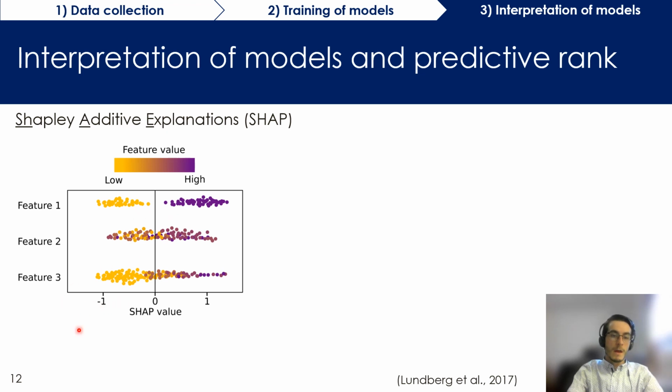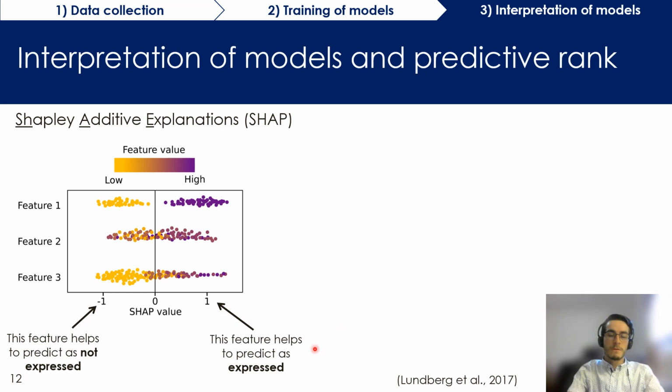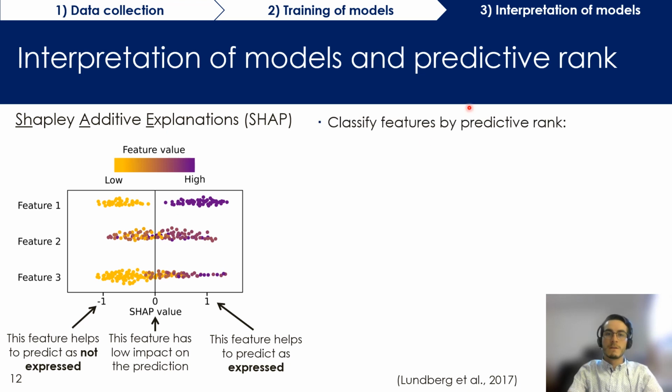A negative SHAP value represents the fact that this feature helps to predict, in our case, a snoRNA as not expressed. Conversely, a positive SHAP value represents the fact that this feature helps to predict the snoRNA as expressed in our data sets, and a SHAP value around 0 means that this feature has low impact on the prediction. So based on these kinds of distributions, we can classify features by predictive rank.